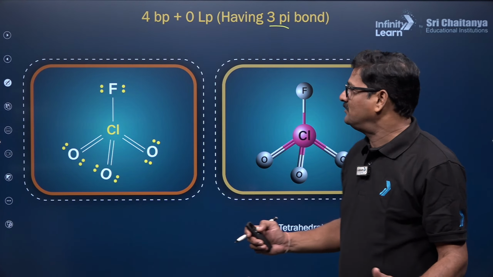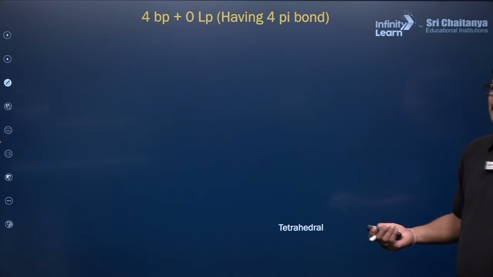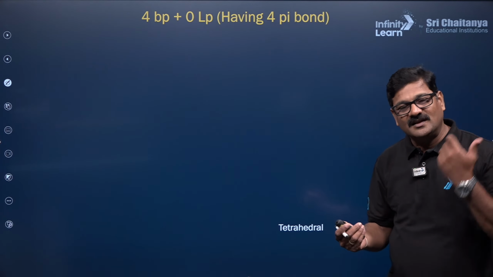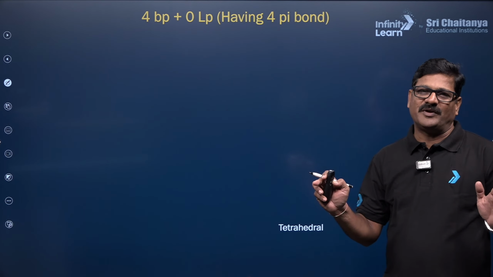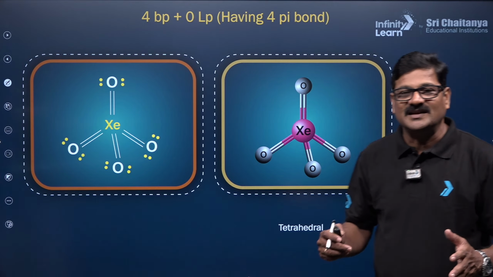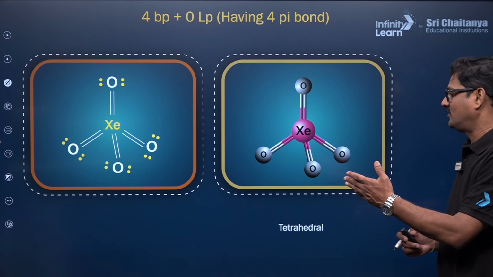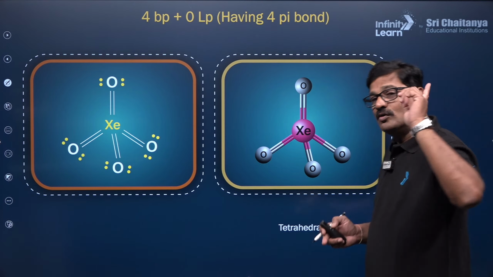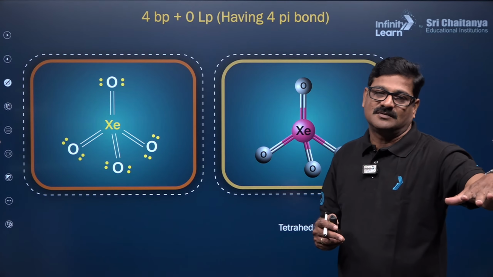And my dear children, here one more important thing. 4 bond pairs, 0 lone pairs, having 4 pi bonds. Are you getting it? Introduction of a pi bond doesn't change the geometry as long as there is no lone pair. Keep calm, this is tetrahedral only. This is going to be xenon tetroxide, XeO4. It is an explosive compound. It is tetrahedral. We are connected to group 18 p block element, grade 12. So I am integrating the entire textbook in this session.